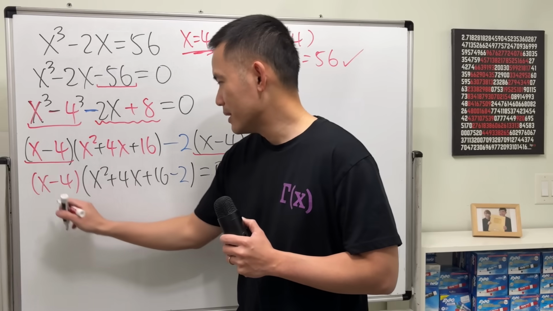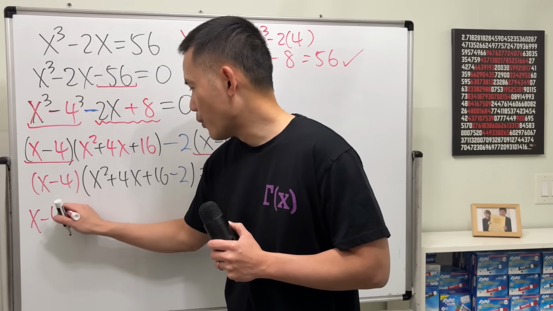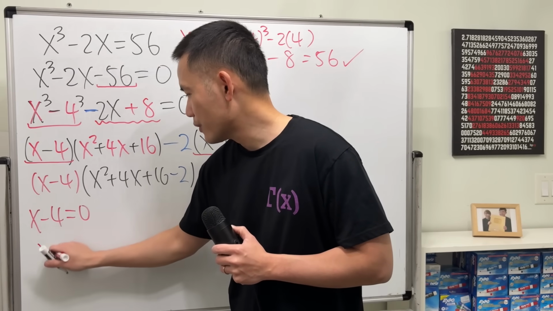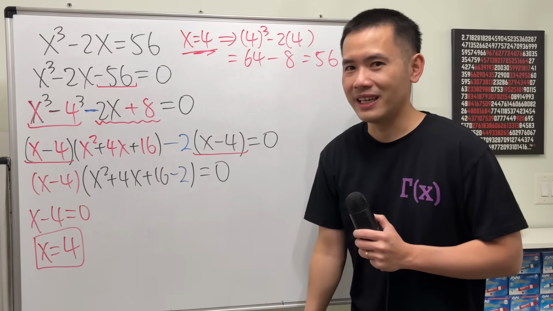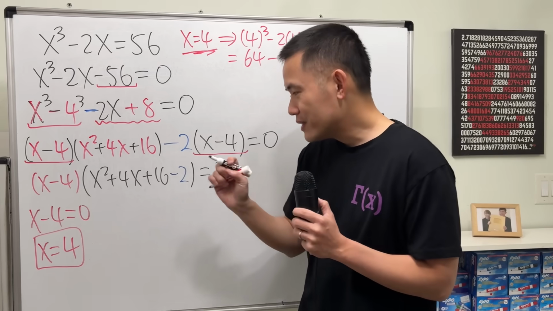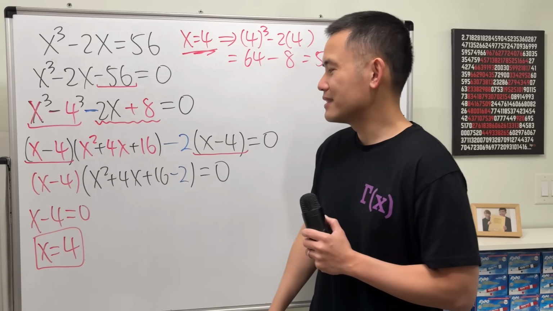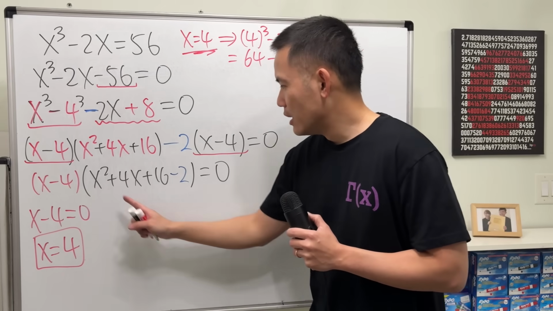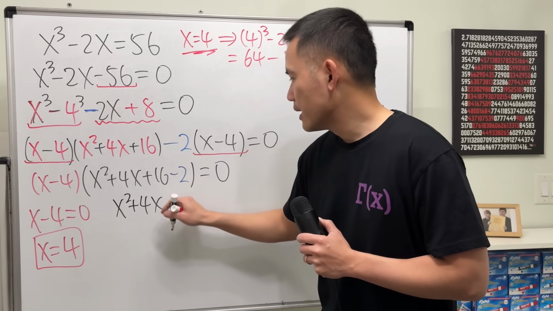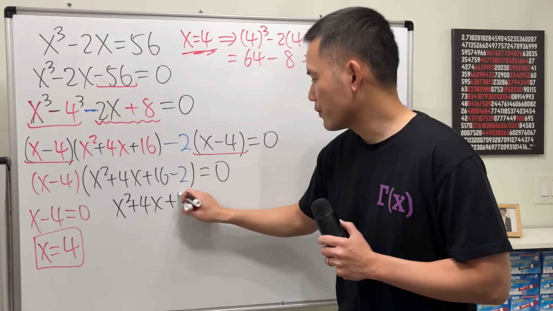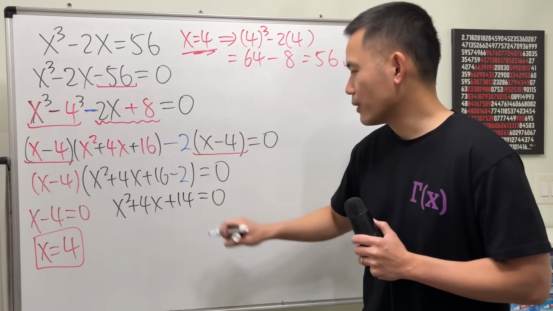Now, ladies and gentlemen, this right here, x minus 4, make it equal 0. So of course, x equals 4. That's our original guess. That's the answer. One of the answers. In fact, I think that's the only real answer. From here, x squared plus 4x, 16 minus 2 is plus 14, and that's equal to 0.